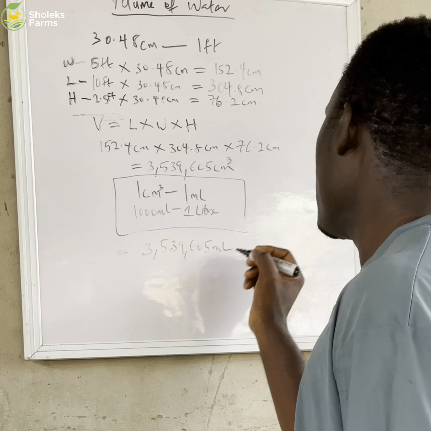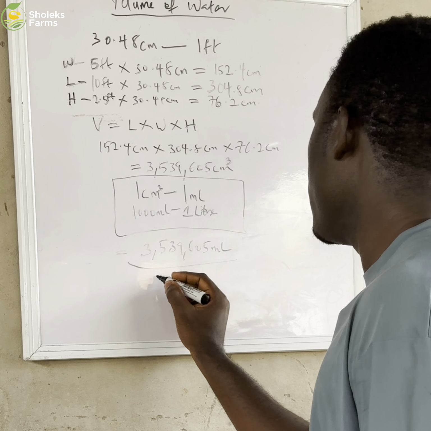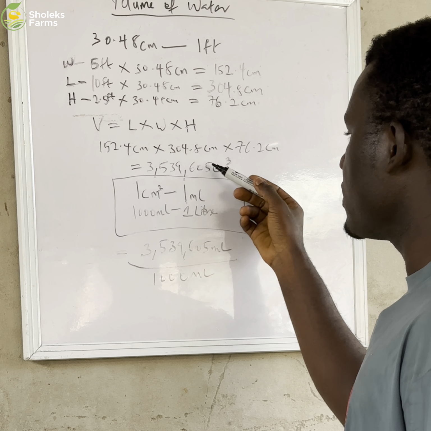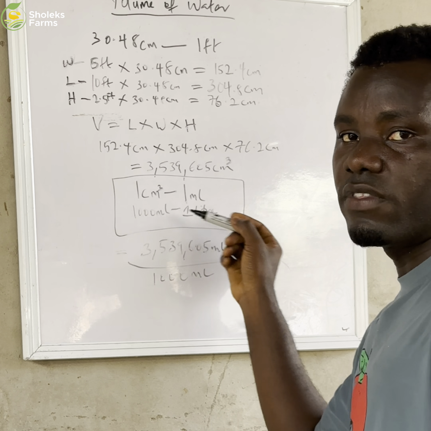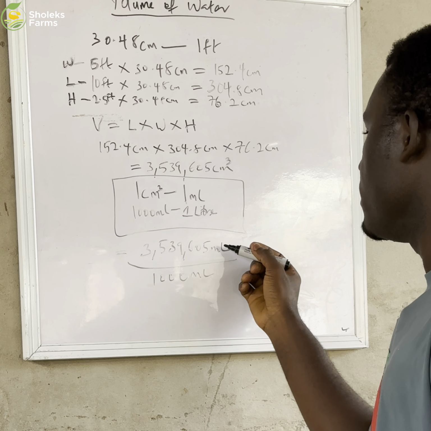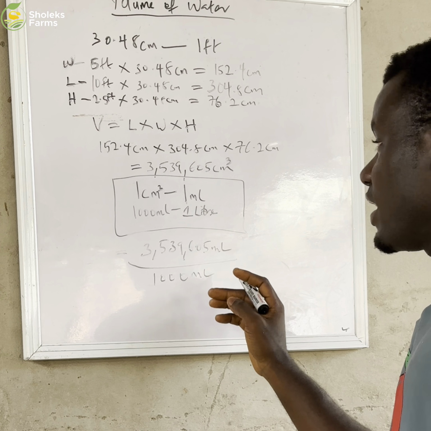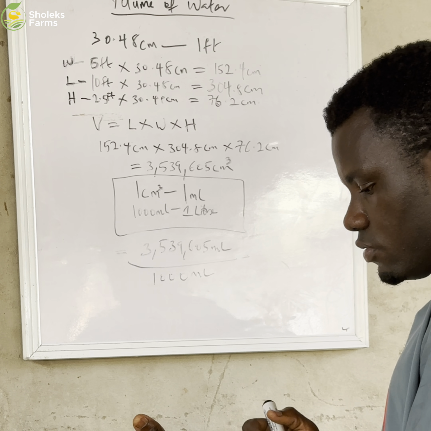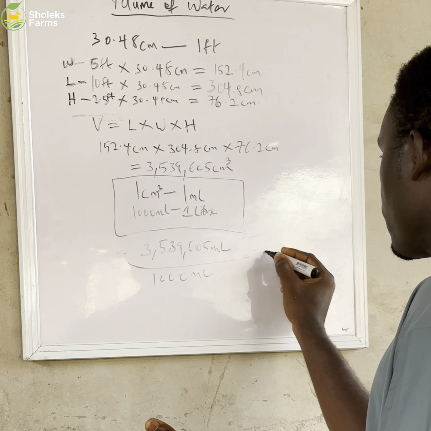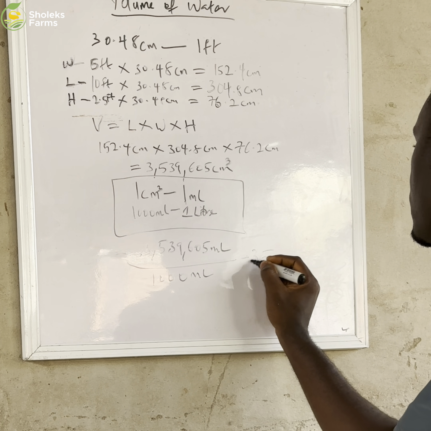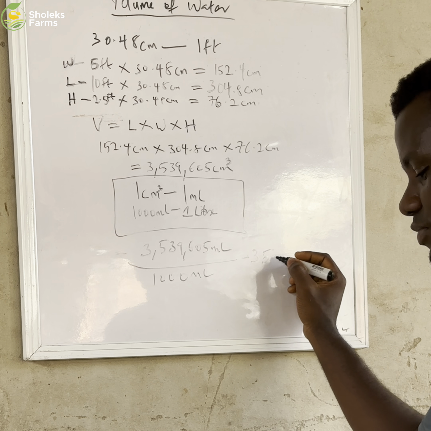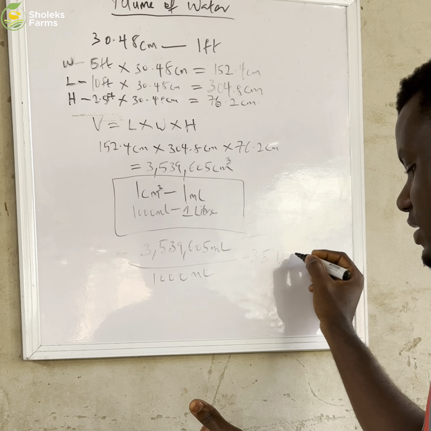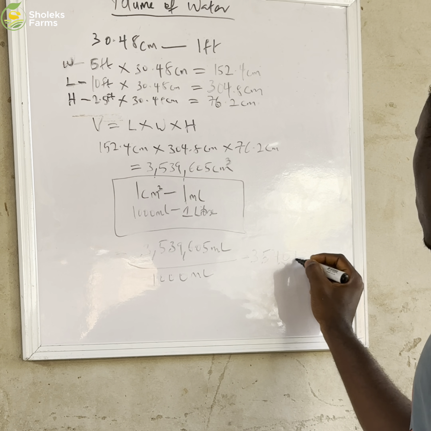we'll be having 3,539,605 ml. We'll be dividing it by 1,000 ml. We've converted this to ml making use of this formula, so we have this in ml and we'll be dividing it by 1,000 ml. This will be giving us 3,539. So let's approximate it: 3,540 liters of water.